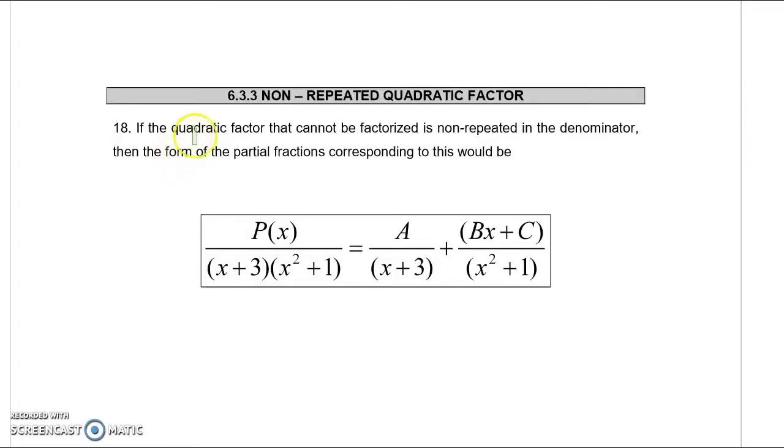Hi everyone, now we move on to subtopic 6.33, non-repeated quadratic factor. If the quadratic factor that cannot be factorized is non-repeated in the denominator, then the form of the partial fraction corresponding to px over (x plus 3)(x squared plus 1) is equal to A over the linear factor plus (Bx plus C) over the quadratic factor.